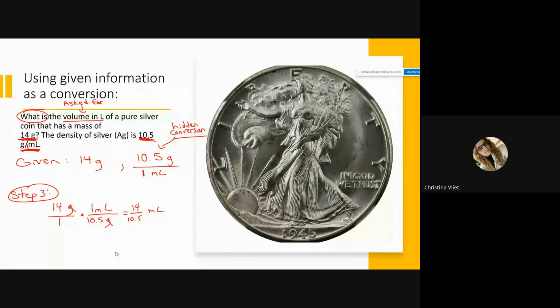We only write 2 numbers, right? So 1.3 ml. Are we done? No. What is it asking for? The volume. What is the volume in liters? What is our current unit when we did that conversion? How do we go from milliliters to liters?